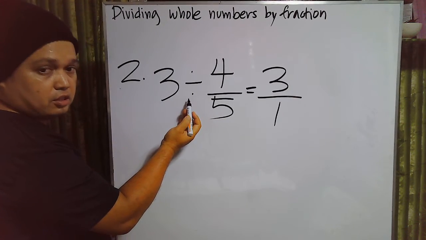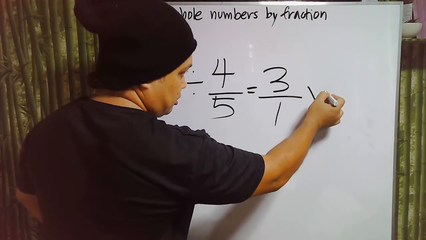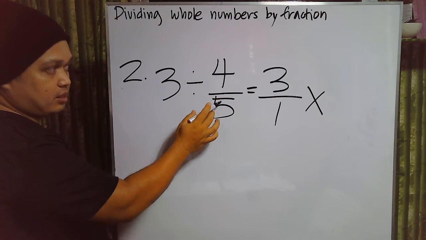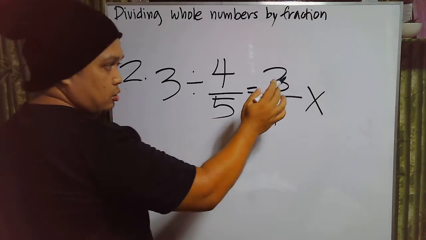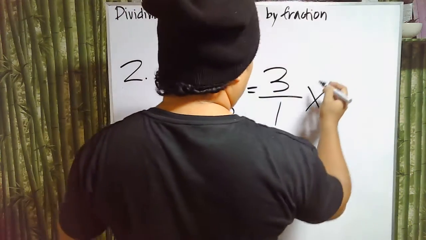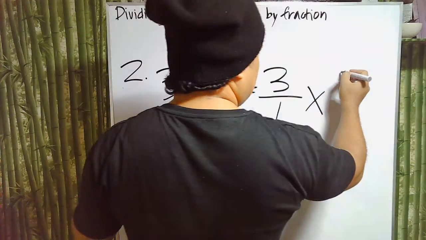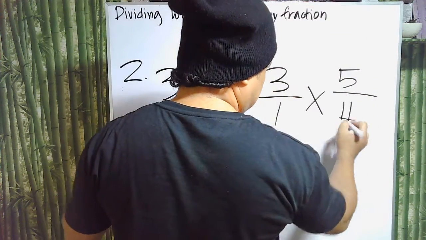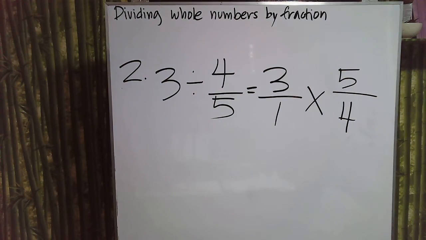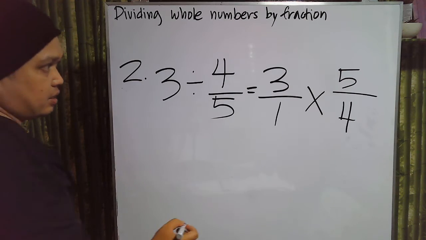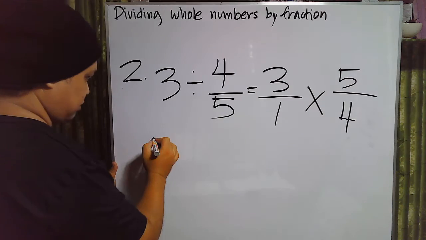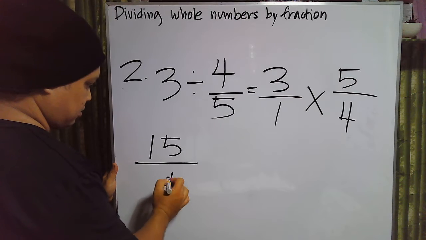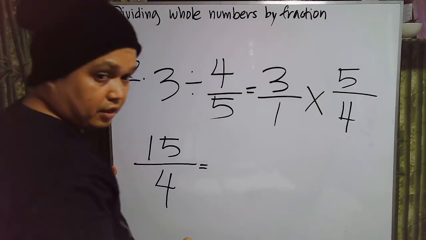Then change this division into a multiplication. It becomes multiplication now, by the reciprocal of this fraction. We have to get the reciprocal of this fraction to multiply that. Okay, so 5 here will become the numerator, and 4 will become its denominator. So it becomes 5 over 4. Now let's multiply. Now 3 times 5 is 15 over 1 times 4 is 4. Okay, so we have 15 over 4.